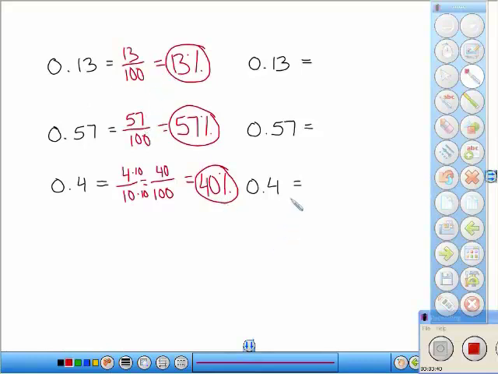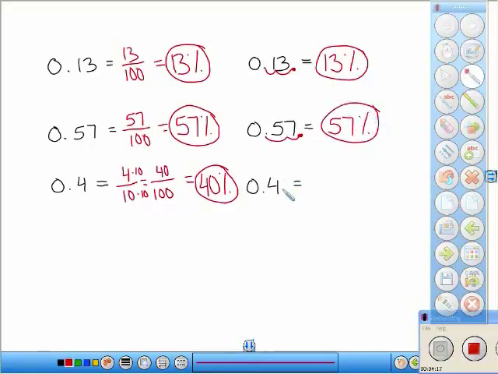Or a shorter way, if you have a decimal, all you really have to do is take the decimal point and move it 2 places to the right. So now the decimal would be here, so I'd have 13%. Same answer, just a shorter way to do it. Move the decimal 2 places, 1, 2, so now the decimal would be here, 57.0, which is the same as 57%.